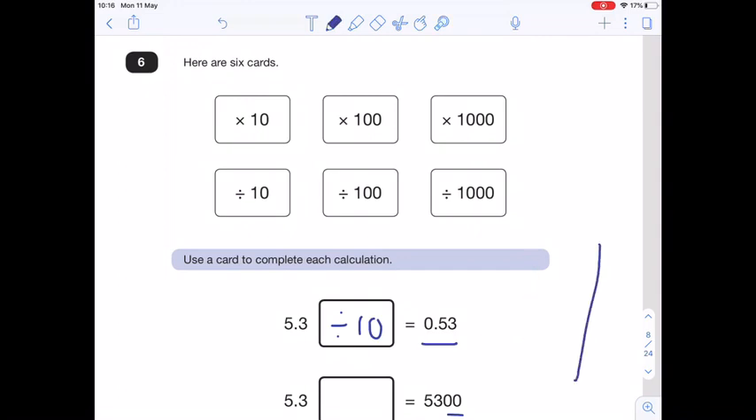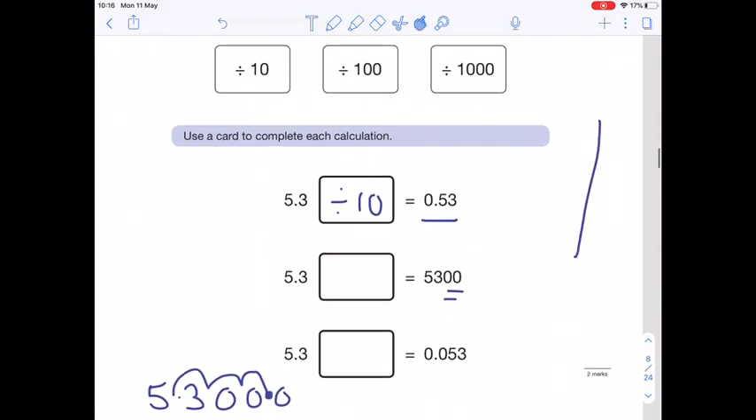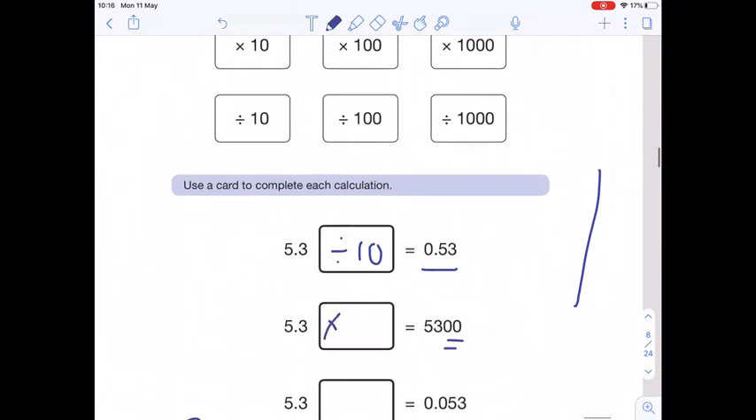So it should be this one, shouldn't it? Write that in. Oops, sorry. Oh, all over the place. Times by 1,000. So hopefully you got that.